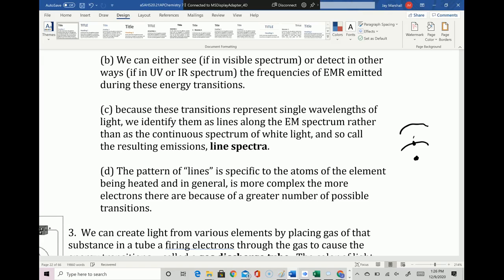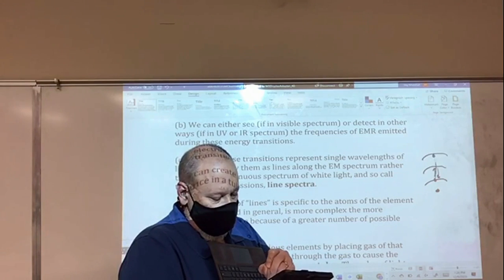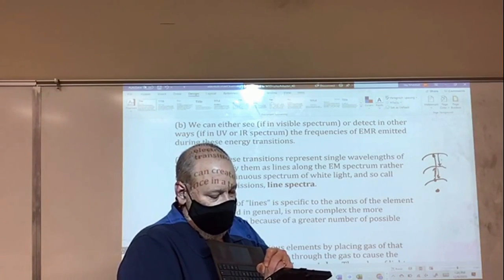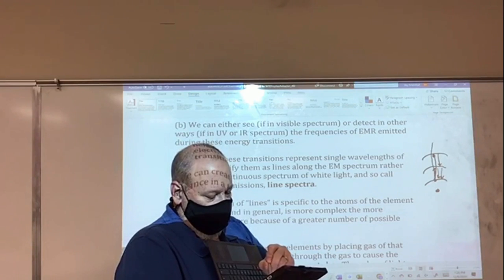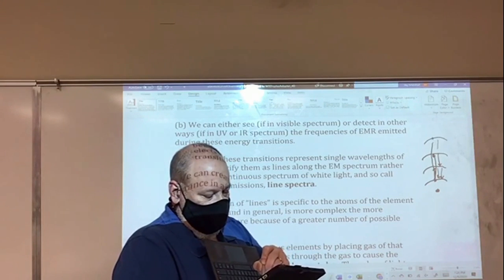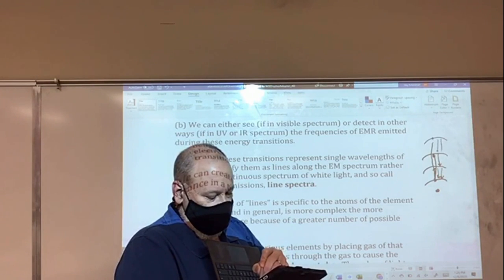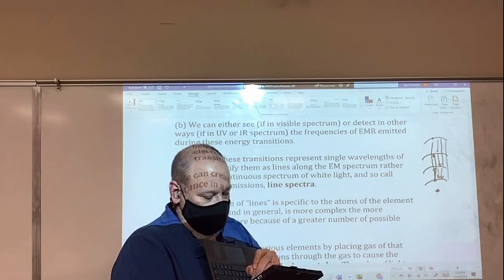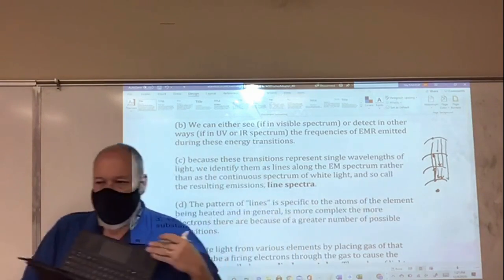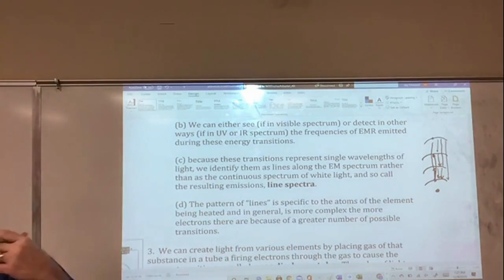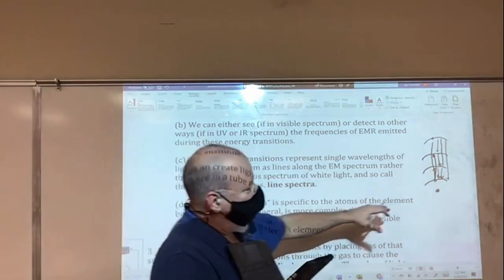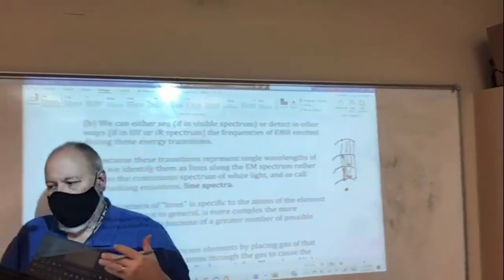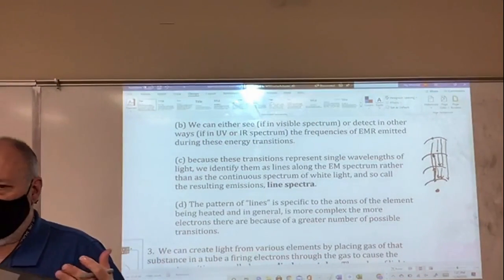But I could jump to here and then back down, or I could jump all the way up to here and then back down to here, and that would be a different color of light than jumping back down to here. Or I could jump all the way up to the fourth energy level and back down to the third, or I could jump from the fourth to the second, or I could jump from the fourth to the first. Okay, and so all of these would have their own characteristic different radiation wavelength.